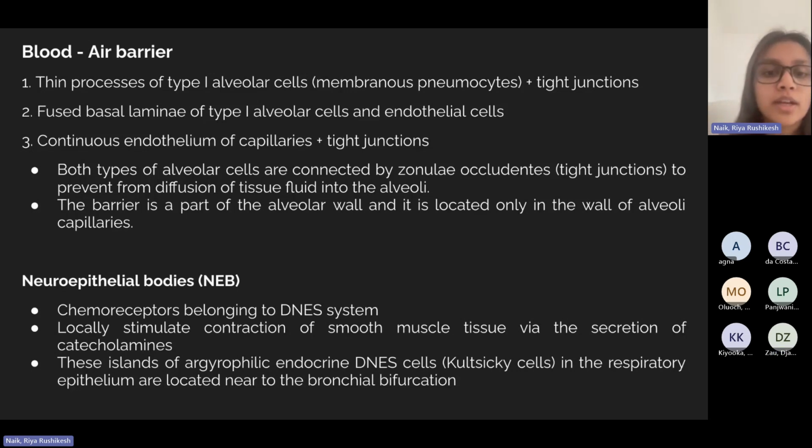Since the endothelium is continuous, nothing is going to seep out from the capillaries because they're also connected by tight junctions. So both types of the alveolar cells are connected by tight junctions, which helps prevent diffusion of the tissue fluid into the alveoli. So basically they protect the alveoli from having any fluid in them. The barrier is a part of the alveolar wall, and it is located only in the wall of the alveolar capillaries and nowhere else.